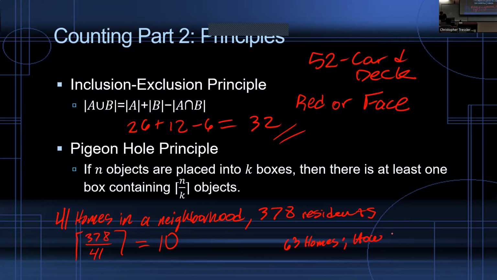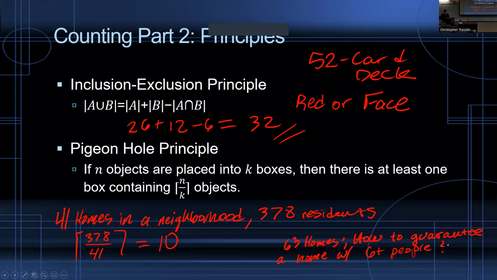How to guarantee a home with 6 people, right? So what this is saying is how many residents would we theoretically have to have in order to guarantee that there are at least 6 people in at least one home.